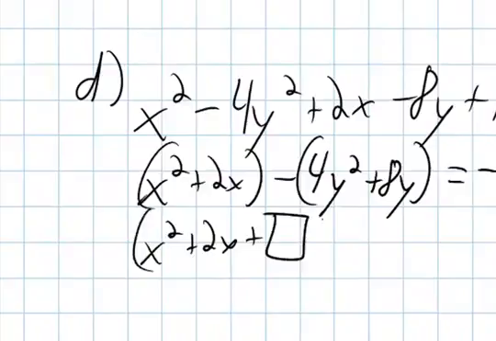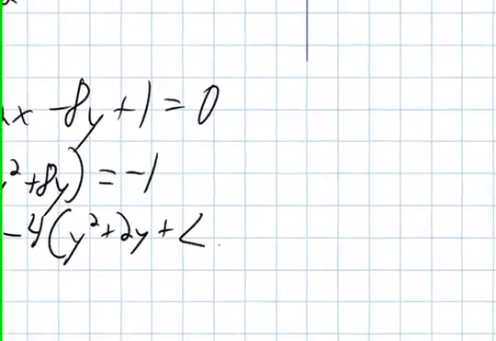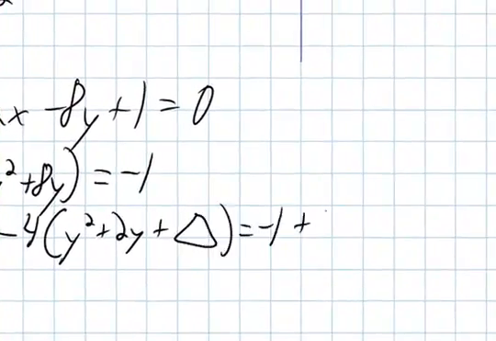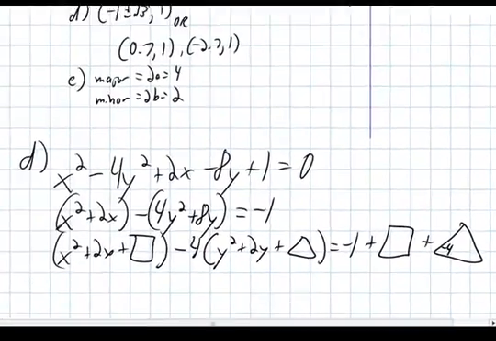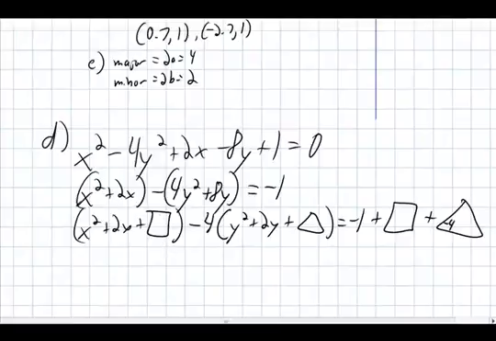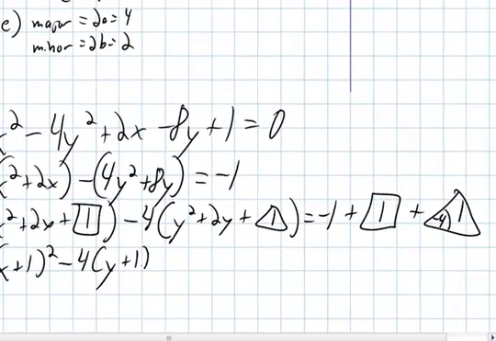I'm going to skip a step here. Minus 4, taking the 4 out, so we have y squared plus 2y plus a triangle equals negative 1 plus a box plus a triangle with a negative 4 in it. In here goes a 1, in here goes a 1, 1, and 1. So we get x plus 1 squared minus 4 times y plus 1 squared equals negative 4.